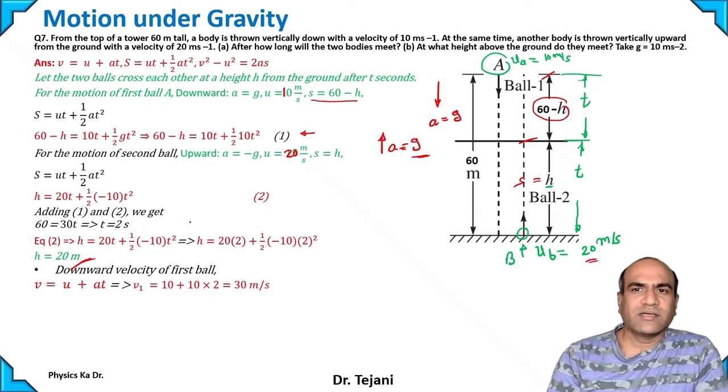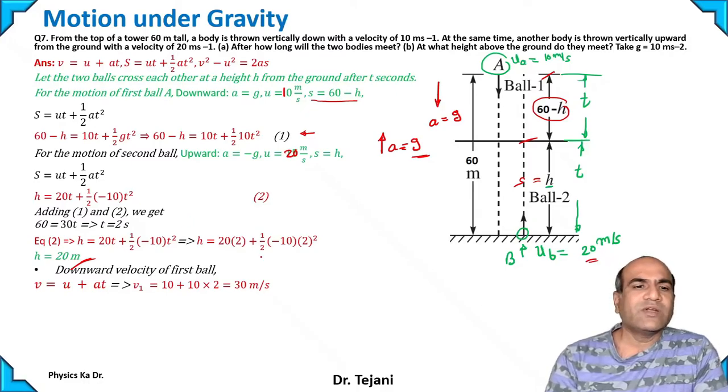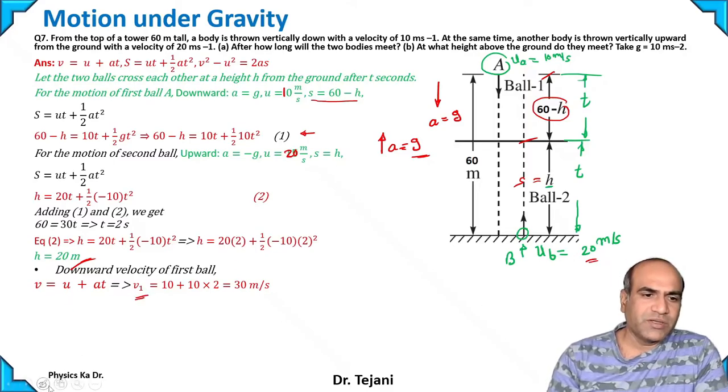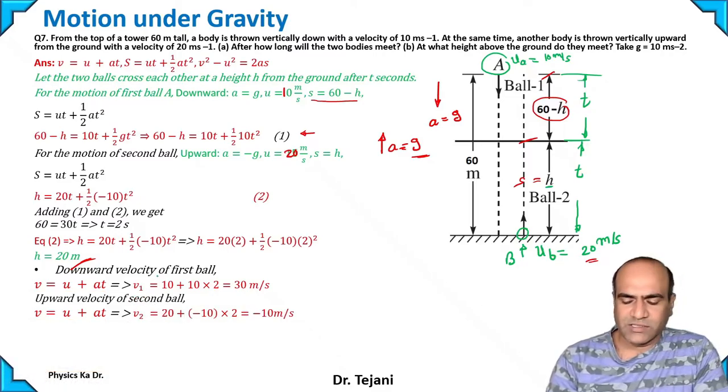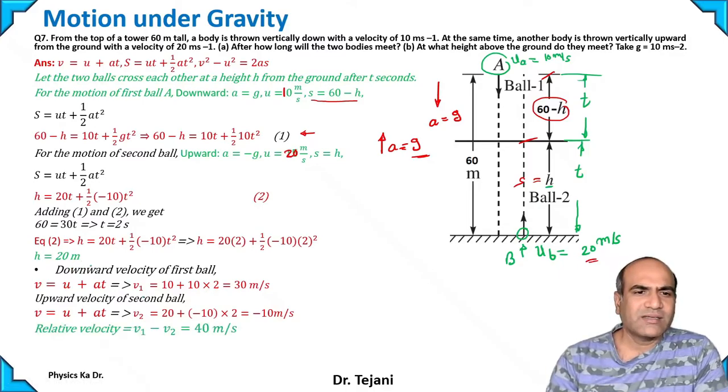In this case, you can see relative velocity is not asked, but you may find relative velocity by finding velocity v1 by putting the equation and getting velocity v2, and the difference will be the relative velocity. What is the relative velocity? That is the difference, like that. So you can solve this.